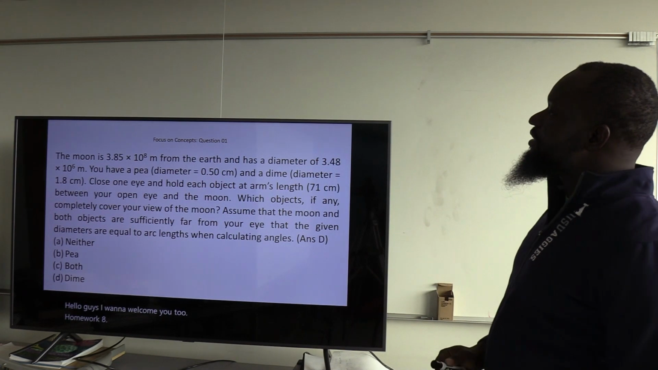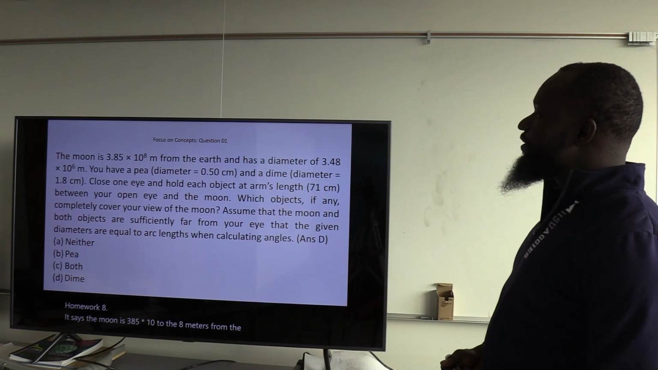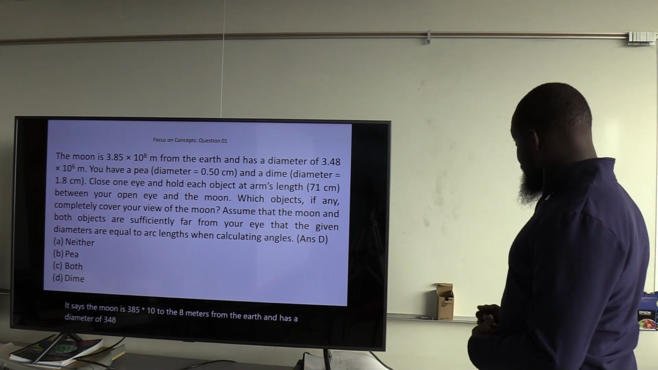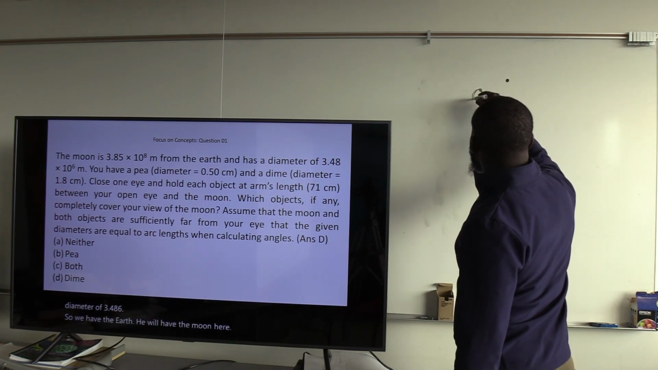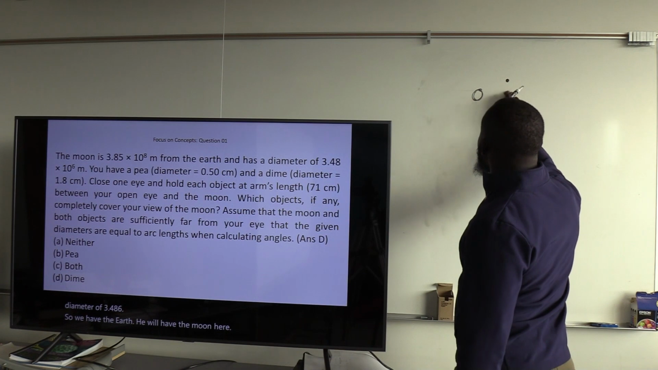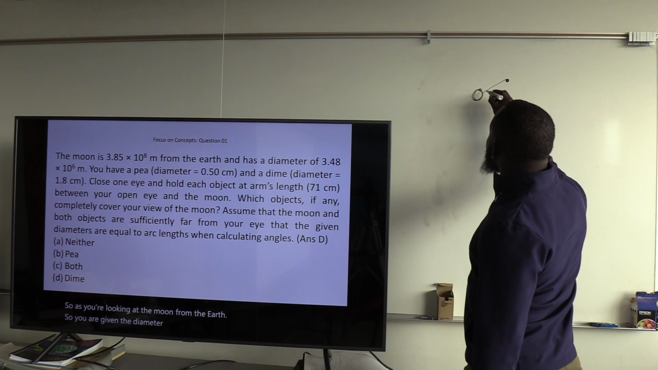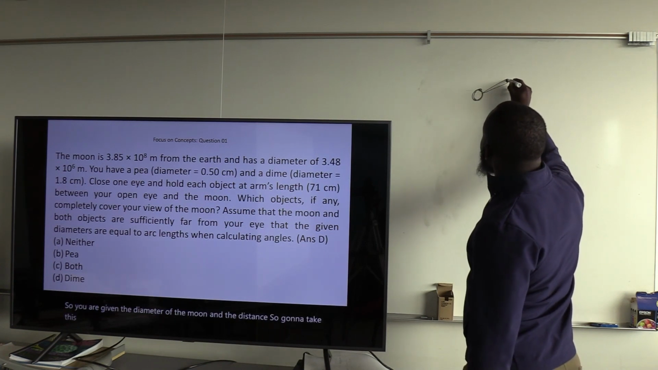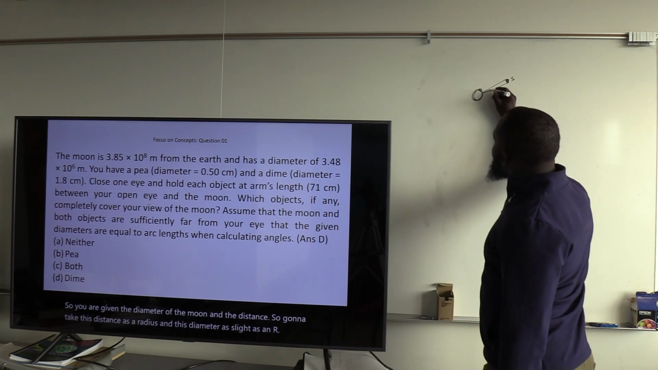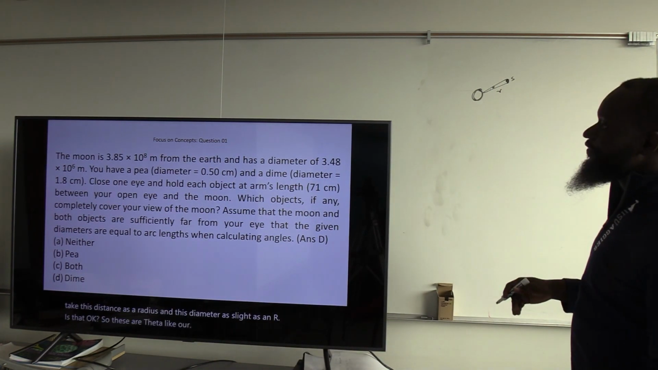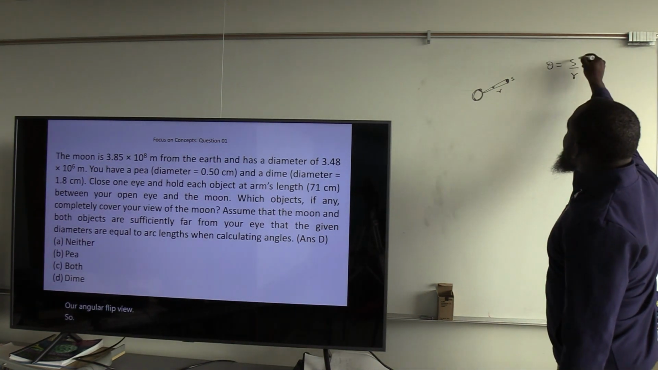It says the moon is 3.85 times 10 to the 8 meters from the earth and has a diameter of 3.48 times 10 to the 6. So we have the earth here, we have the moon here. As you are looking at the moon from the earth, you are given the diameter of the moon and the distance. So we're going to take this distance as a radius and this diameter as S and R. Is that okay? So these are our theta, our angular view. So theta is S over R.